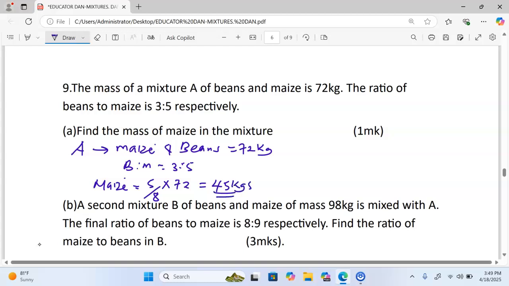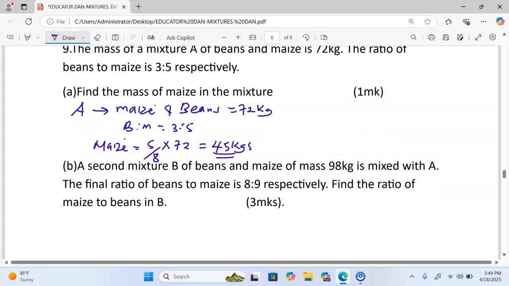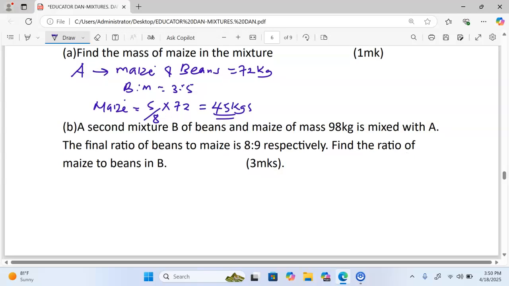If you want to get that of B, you can take 72 minus that of maize, which will give you 27. But anyway, the question is asking about the mass of maize in the mixture, that is in 72 kilograms. B, a second mixture B of maize and beans of mass 98 kgs is mixed with A. The final ratio of beans to maize is 8:9 respectively. Find the ratio of maize to beans in B.